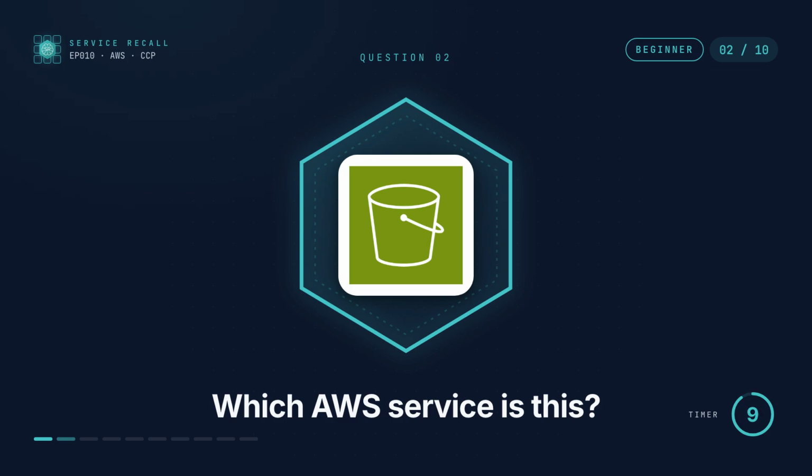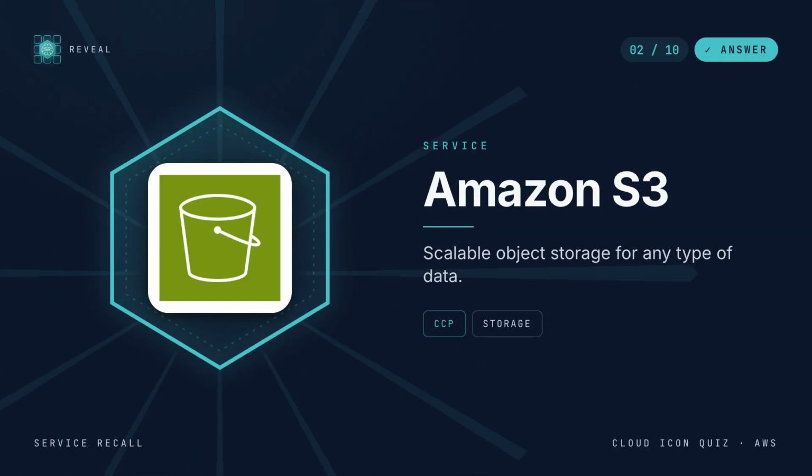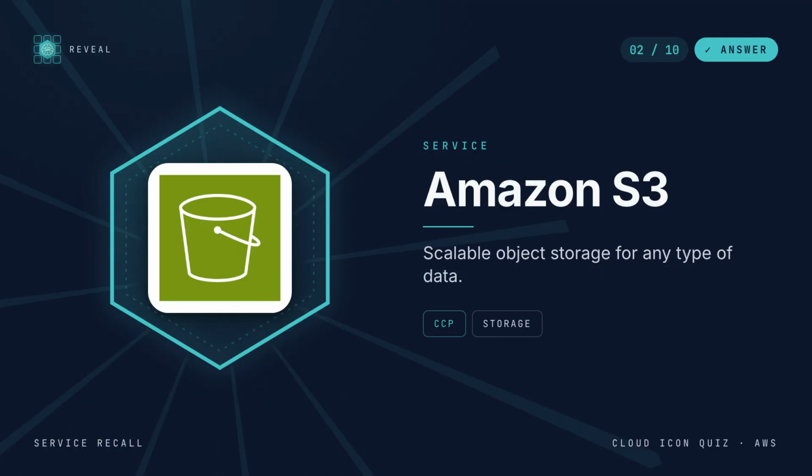Question 2. Which AWS service is this? Amazon S3, Simple Storage Service. S3 is object storage. You store files called objects inside containers called buckets. Each object gets a unique URL.